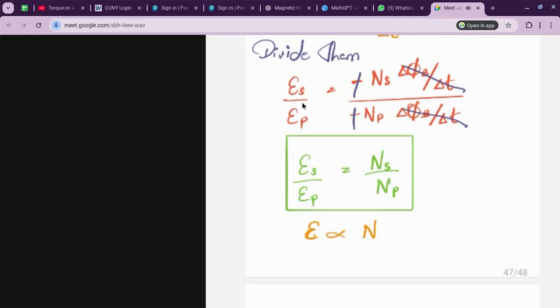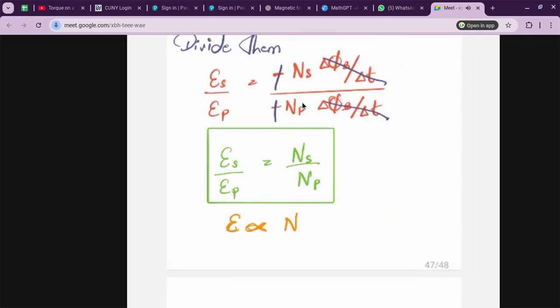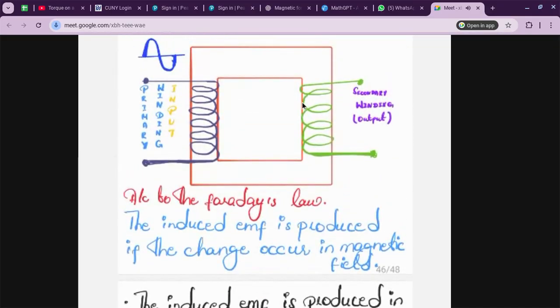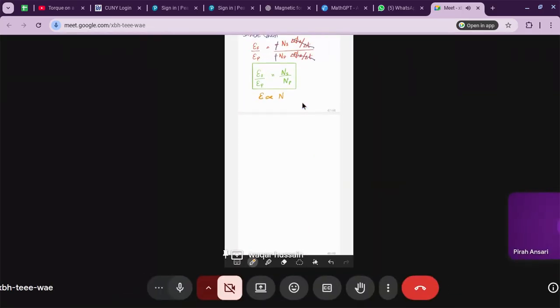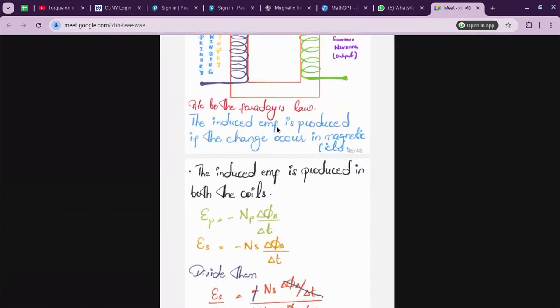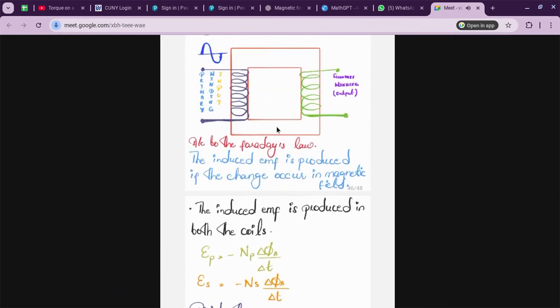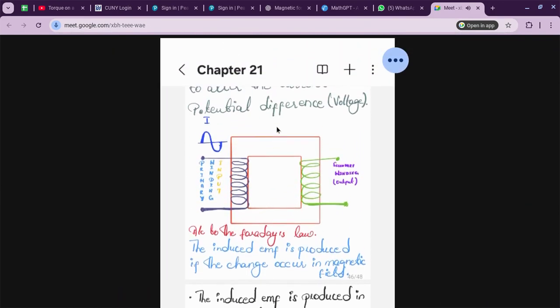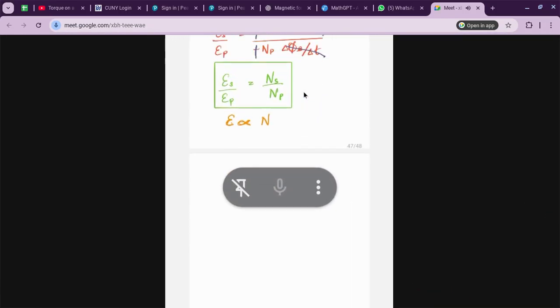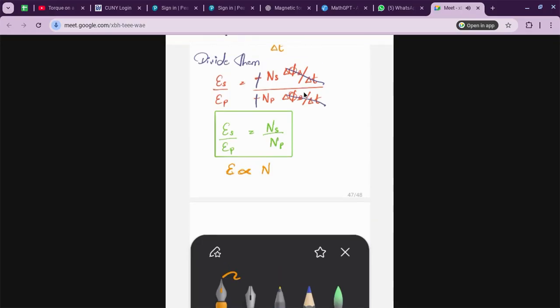This is EMF. So EMF is directly proportional to the number of turns. If the number of turns at the secondary coil is higher, the induced EMF at the secondary coil will be high. It means that a transformer is used to increase the voltage at the output. Alright? So I should write like this.